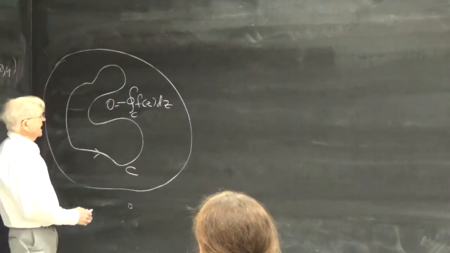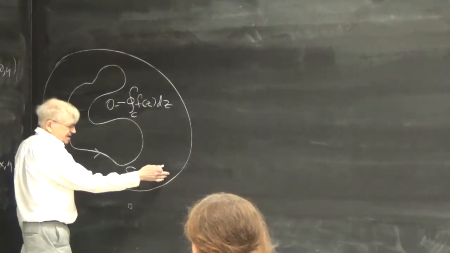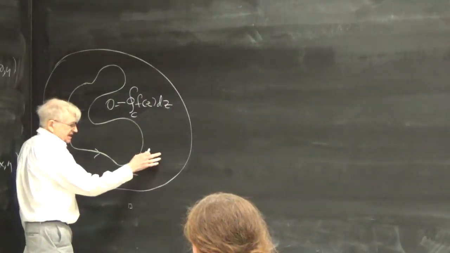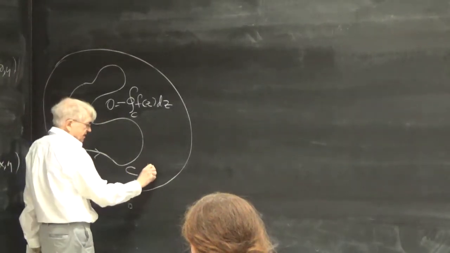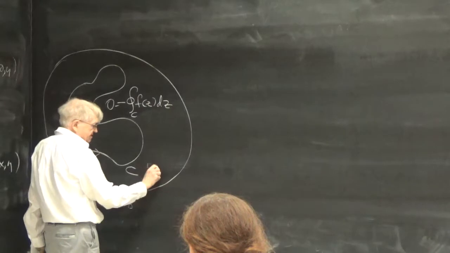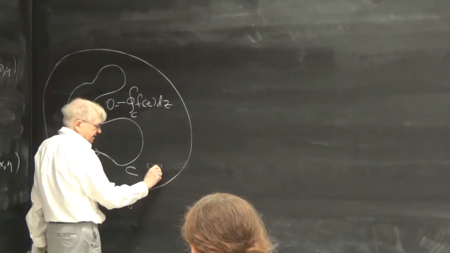and so you can imagine that you can take this simply connected region in which f is analytic, and you can tile it with rectangles.